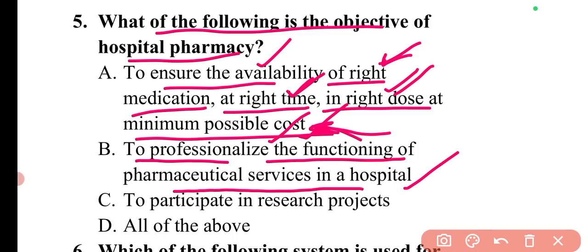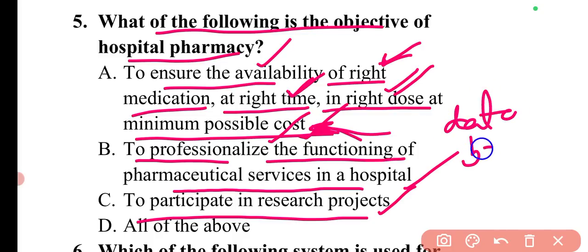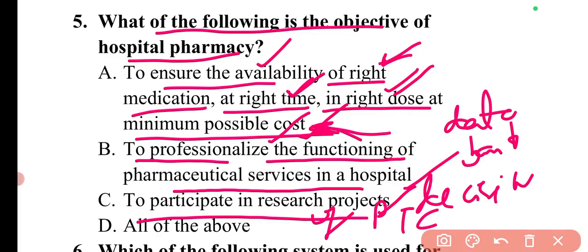So in hospital, if pharmaceutical services have to be professionalized, then this is also an objective of hospital pharmacy. And to participate in research projects, this is also an objective of hospital pharmacy. Apart from this, to act as a data bank on drug utilization, to implement decisions of the pharmacy and therapeutic committee. It is an objective of hospital pharmacy.